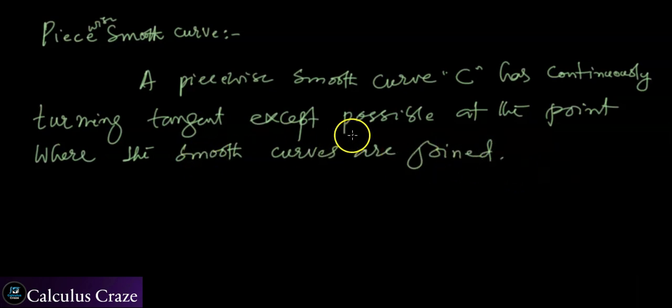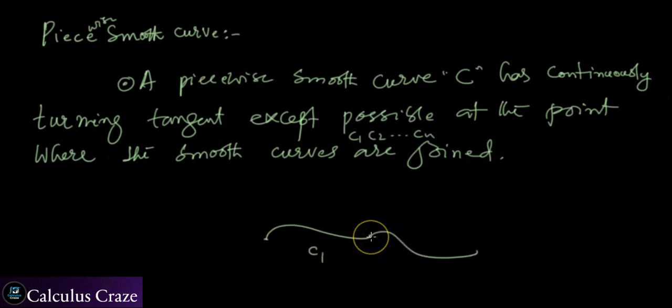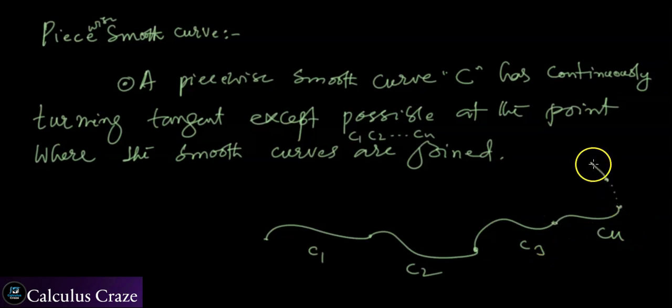So the smooth curves are going to be C1, C2, up to Cn. If I simplify what I've written, you take smooth curves, let's say this is C1, and you take another smooth curve C2, and you take another C3 and C4, and let's say you are taking till Cn.